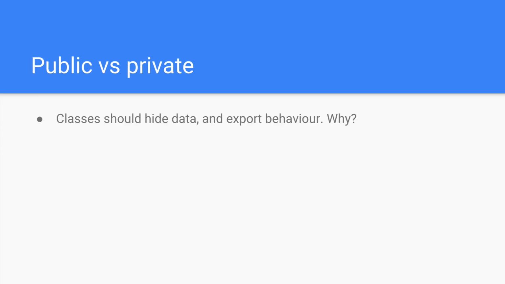Next, let's talk about public and private. Everything in classes is private, so all the data is private usually. But then you have methods which are public. The main selling point of classes is encapsulation.